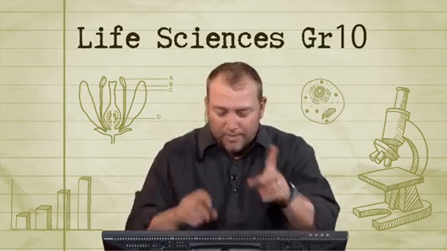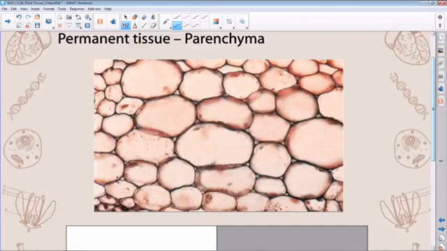parenchyma tissue. Okay, so let's have a look at it. You can see, nice thing about this, a parenchyma tissue, they're nice and big. Can you see how big they are? And then look, can you see the air spaces? What's this air space there? There's an air space there. There's an air space there. Can you see them all? There's another air space there.